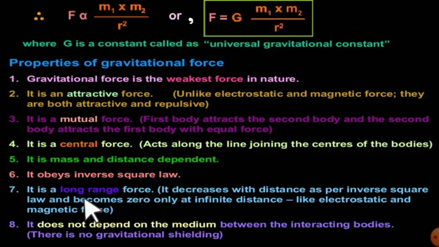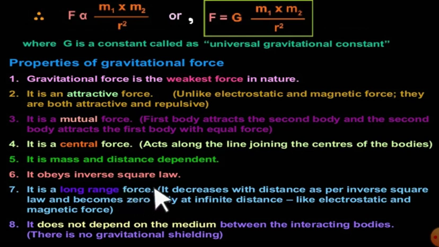It is a long range force. What does long range force mean? When the objects are very far away also, that means even if the distance between the two masses is very large, still this gravitational force exists. So we call that a long range force.